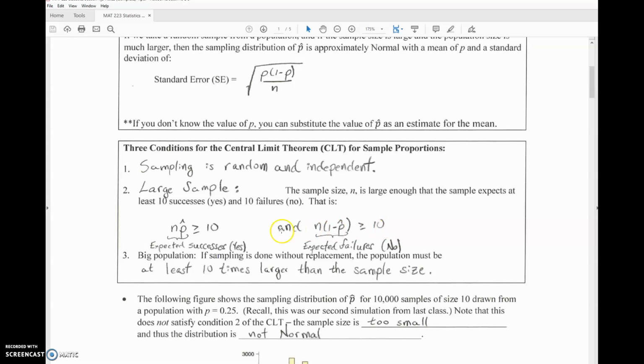to 10. Now, a big population means that if sampling is done without replacement, the population must be at least 10 times larger than the sample size.